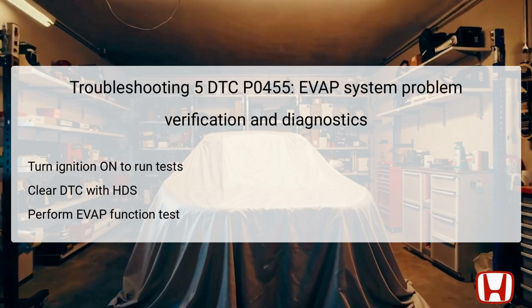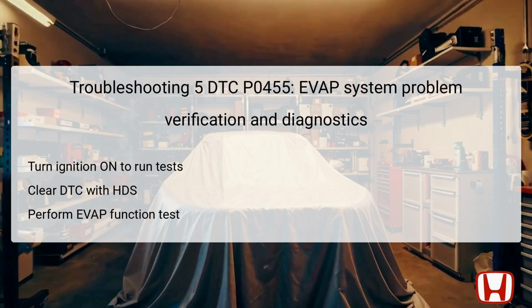The fifth troubleshooting step focuses on verifying the EVAP system's operation using diagnostic tools like the HDS Honda Diagnostic System. The ignition is turned on, and any stored DTCs are cleared to assess whether the code reappears, indicating an ongoing issue. The EVAP system is then tested via HDS's function test mode to simulate system operation and check for proper response. If the system passes the test, it suggests an intermittent problem.